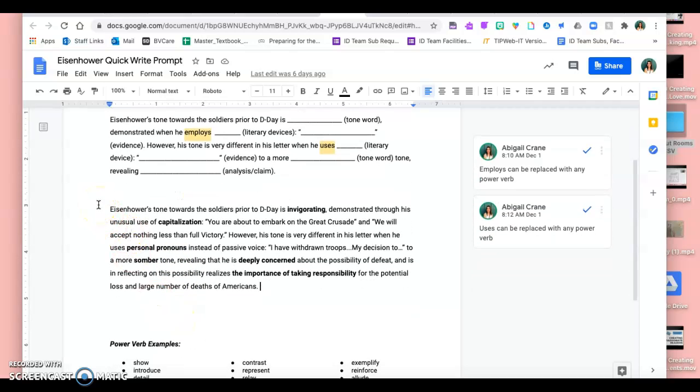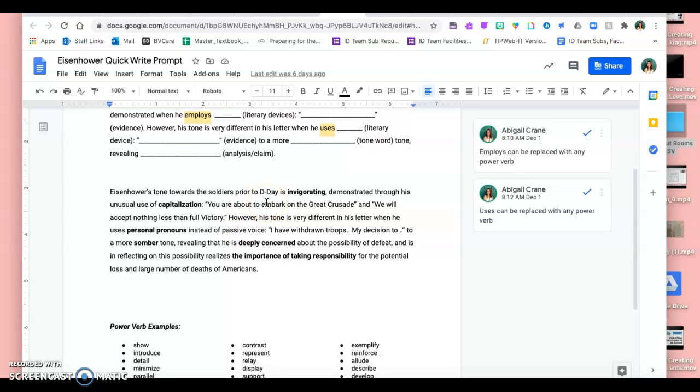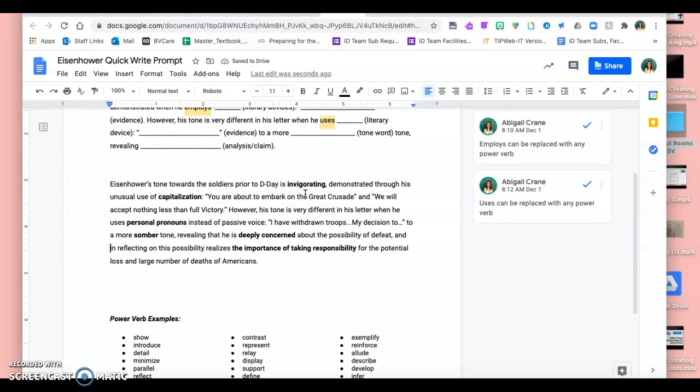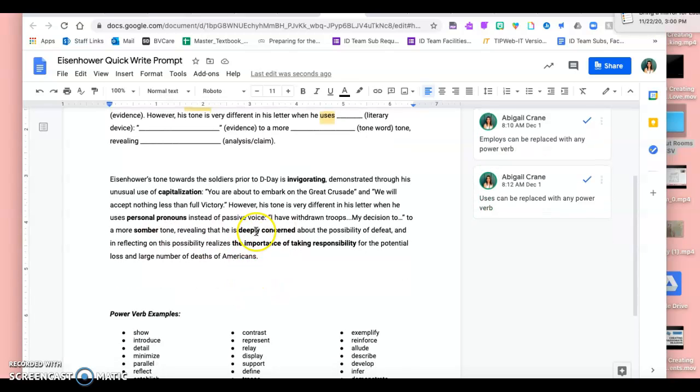Eisenhower's tone towards the soldiers prior to D-Day is invigorating, demonstrated through his unusual use of capitalization. "You are about to embark on the Great Crusade, and we will accept nothing less than full victory." However, his tone is very different in his letter when he uses personal pronouns instead of passive voice. "I have withdrawn the troops," "my decision," to a more somber tone, revealing that he is deeply concerned about the possibility of defeat and, in reflecting on this possibility, realizes the importance of taking responsibility for the potential loss and large numbers of deaths of Americans. Again, write your own example and share that with students.